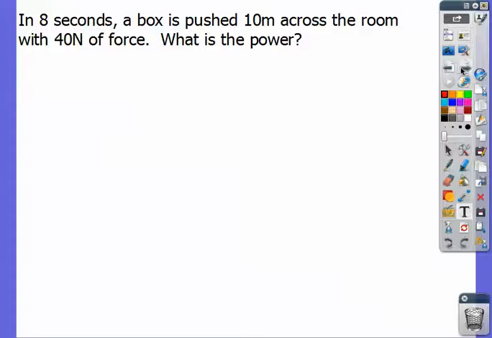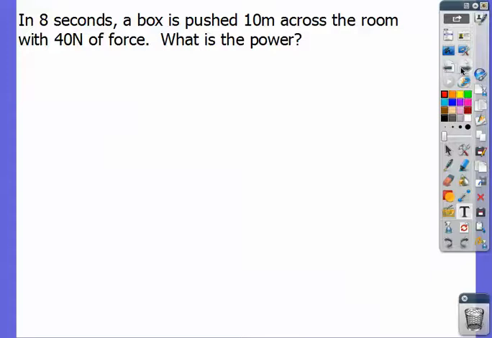All right, so assuming that you paused the video and completed this problem, the first thing that you need to look at is that you are not provided with the amount of work that gets completed. You need to calculate that first. So you take your 40 newtons of force and multiply that by the 10 meters of distance, because work equals force times distance. So 40 newtons times 10 meters, that's 400 joules. So there's 400 joules worth of work done.